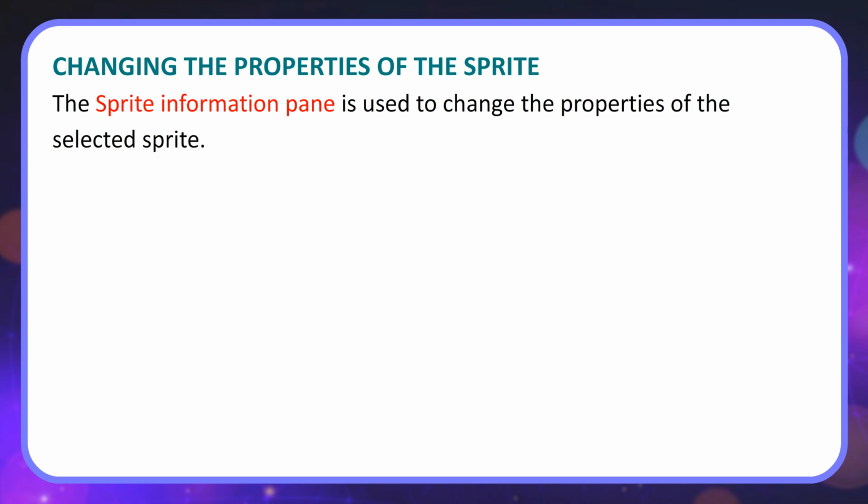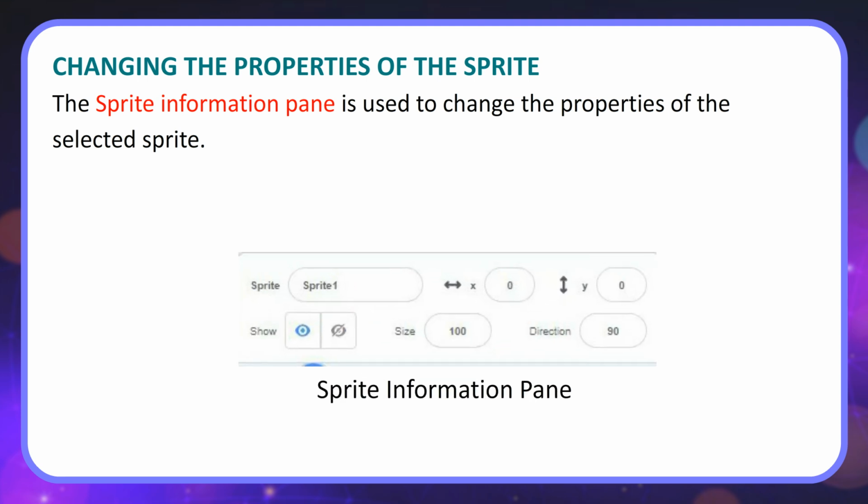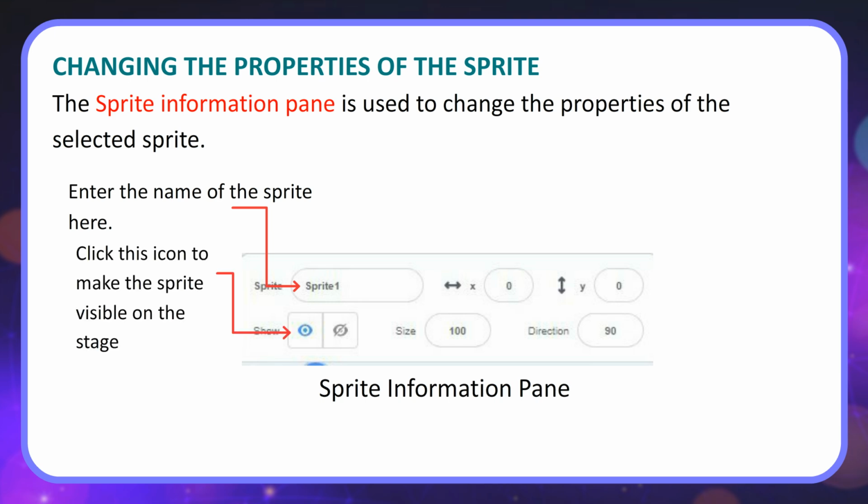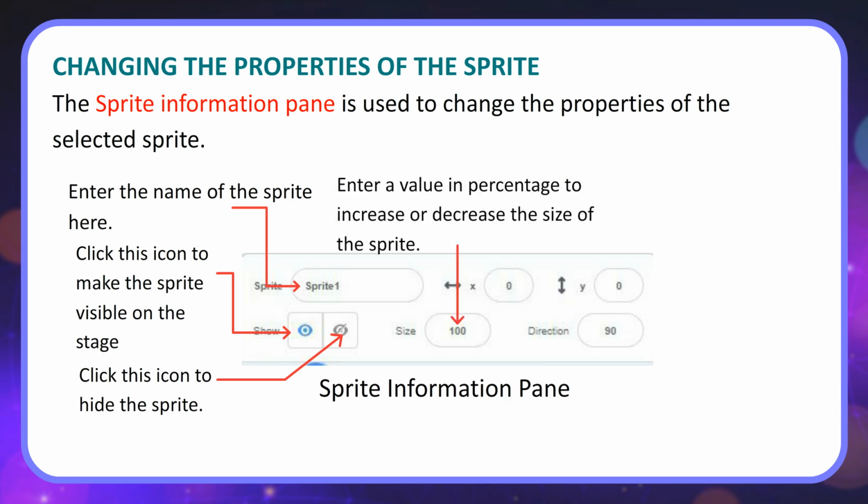Changing the properties of the sprite. The sprite information pane is used to change the properties of the selected sprite. Enter the name of the sprite here. Click this icon to make the sprite visible on the stage. Click this icon to hide the sprite.